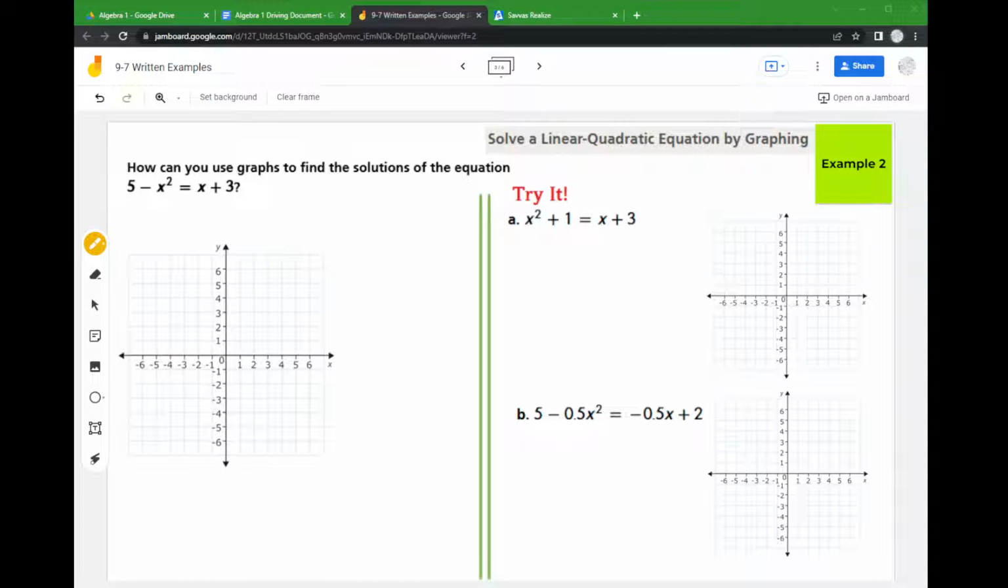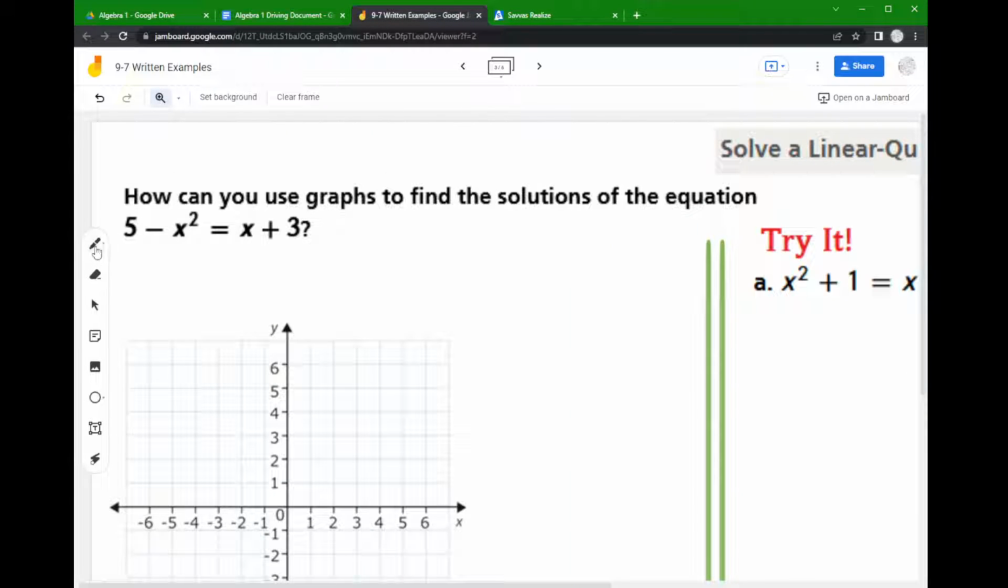In today's video, we're covering example 2 from section 9-7 in the SavvasRealize Algebra 1 textbook. Today's video is about how to solve a linear quadratic equation by graphing. Kind of a strange way to go about doing it, but we'll get it. What they tend to do to solve these systems is break the equation into two pieces.